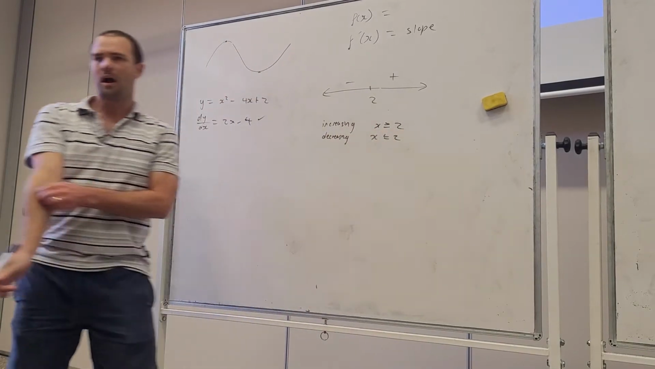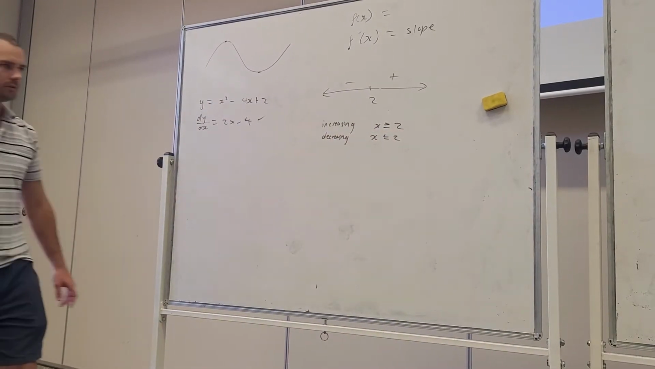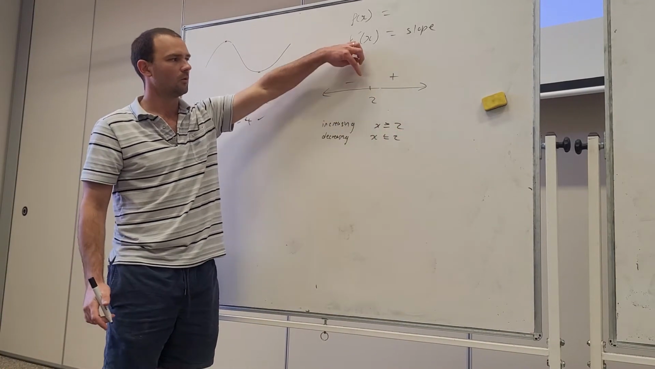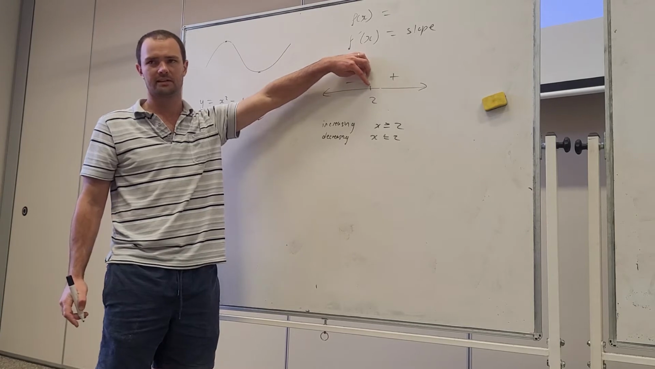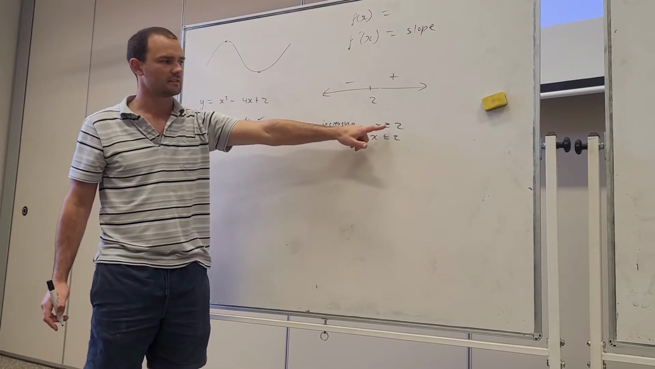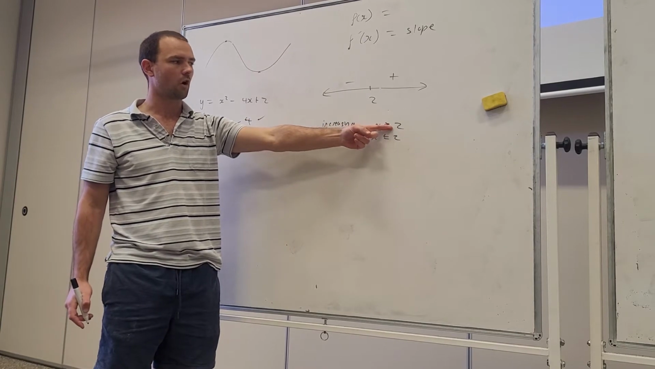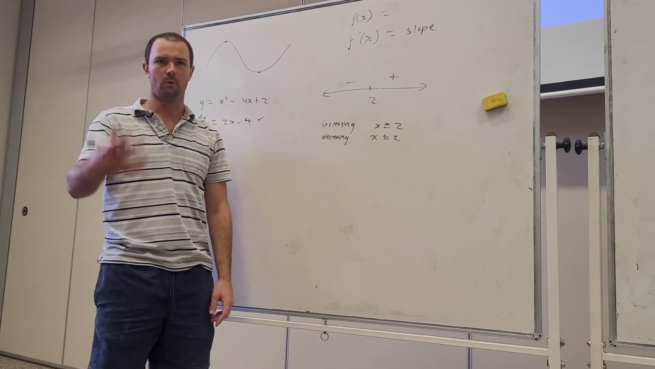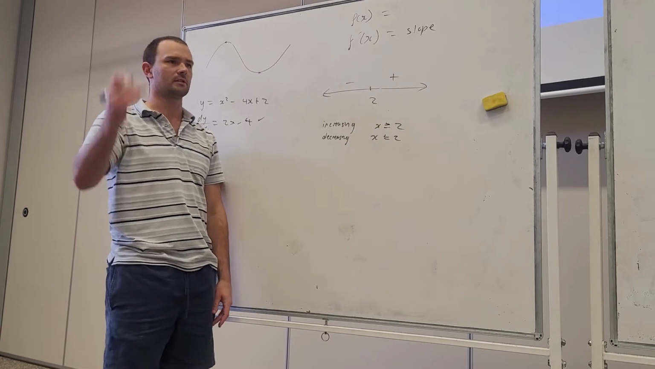Now, why do we include the value that we're talking about? Because you might say, well, at point 2, it's not increasing, it's not decreasing, it's horizontal. And the answer is, this is just a technicality, okay? So it is wrong to say it's increasing for x is greater than 2. We must include the point from which it starts increasing.